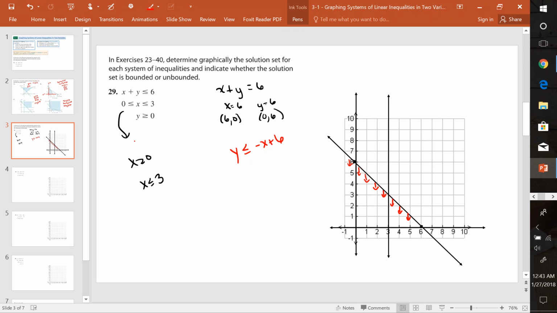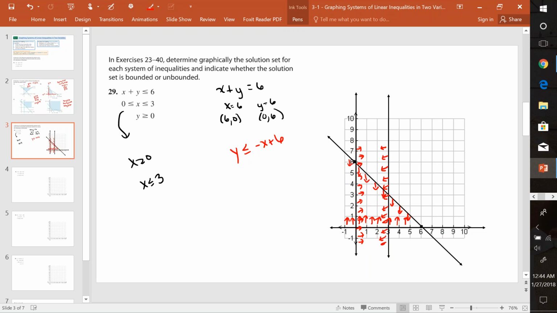Okay, and then x is between 0 and 3. That means we're going to be shading towards the right for x is greater than or equal to 0. And we're going to be shading to the left for x is less than or equal to 3. And then y is greater than or equal to 0 means we take this horizontal line and we shade up.